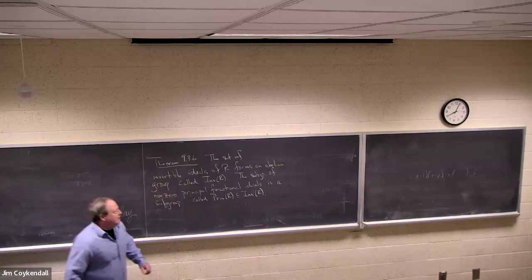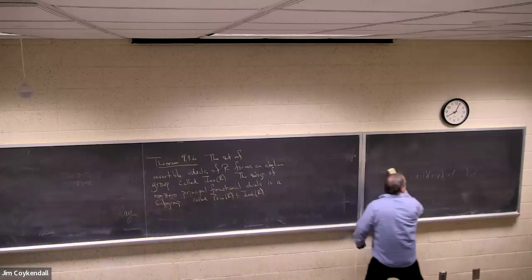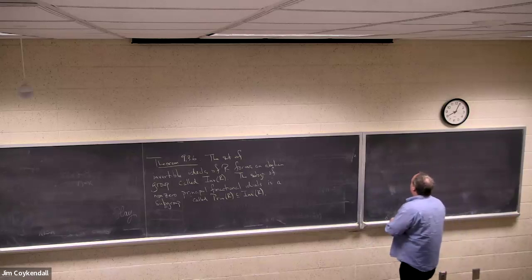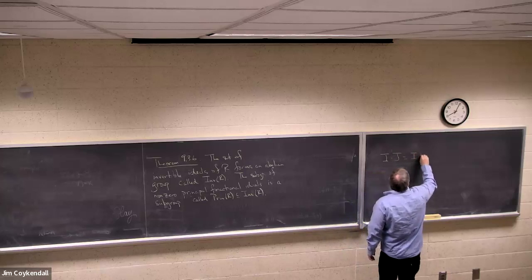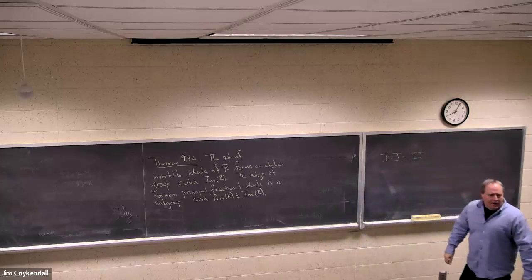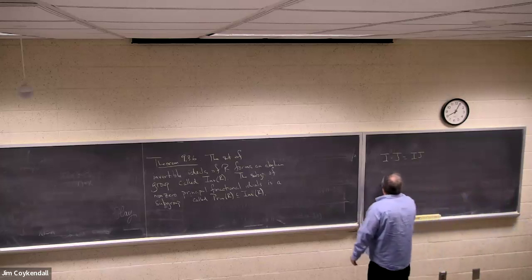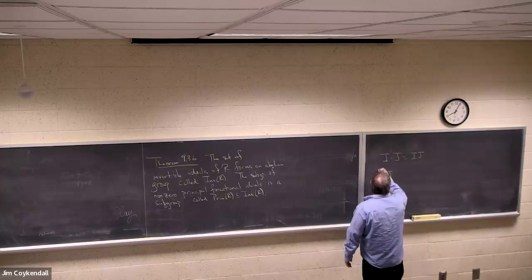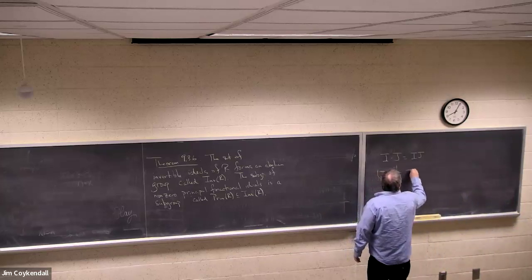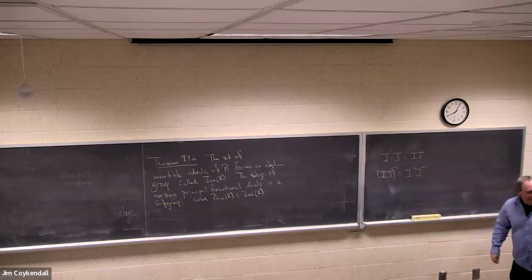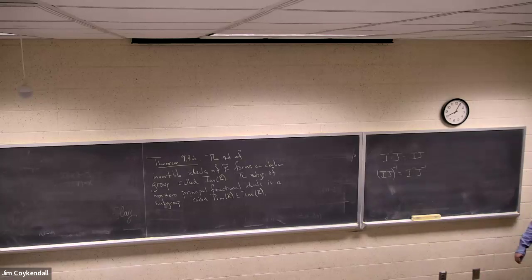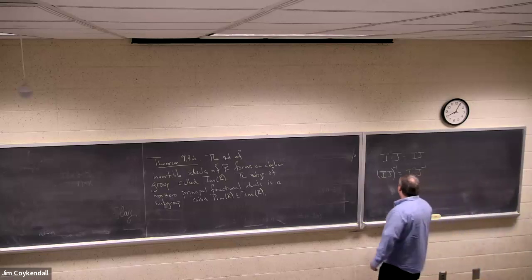So, how do you multiply ideals? You multiply ideals just the way you multiply ideals. You have I, J, and the product is the ideal IJ. And as you might guess, suppose I and J are invertible, then the inverse of IJ is the product of I inverse times J inverse. It's easy to verify that this works, right?